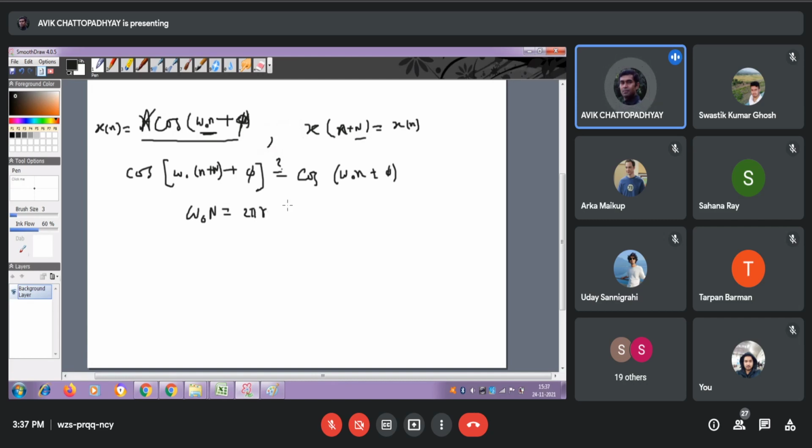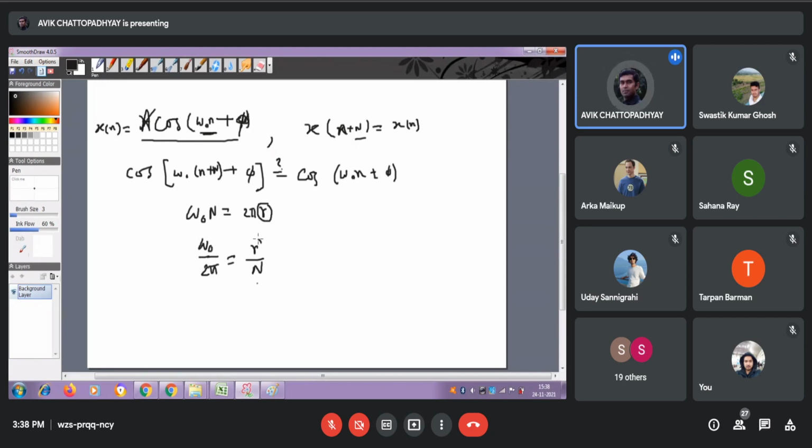Okay, and what is R? R is basically an integer, that is, the integer multiple of 2 pi, it has to be. So, if you just rewrite this in a different way, I can write that omega 0 divided by 2 pi would be equal to R by N. Now, what is R? As I mentioned, R is an integer. And what is N? N should also be an integer, because after all, all these are sample values, the sample instances, so it has to be an integer, no other way.